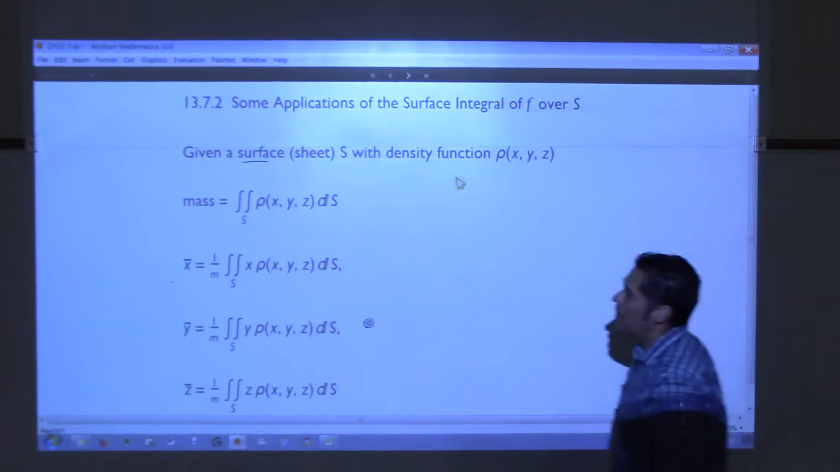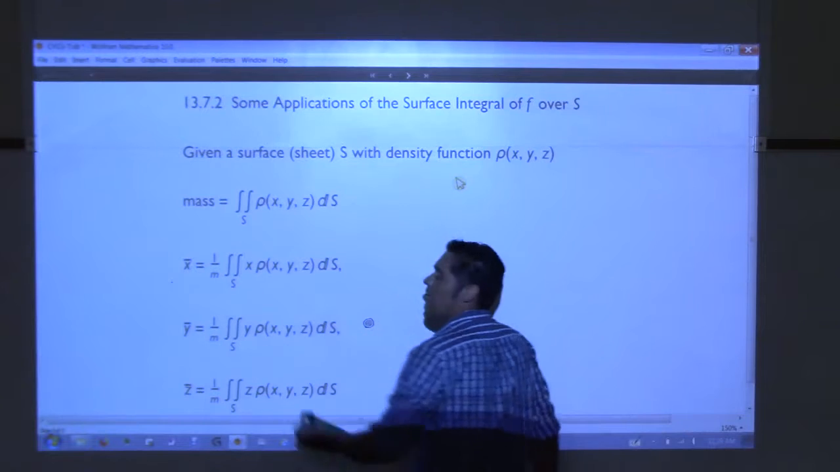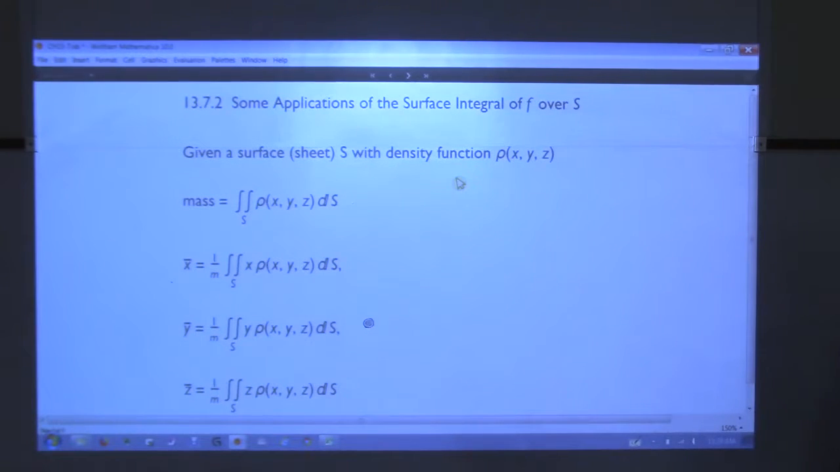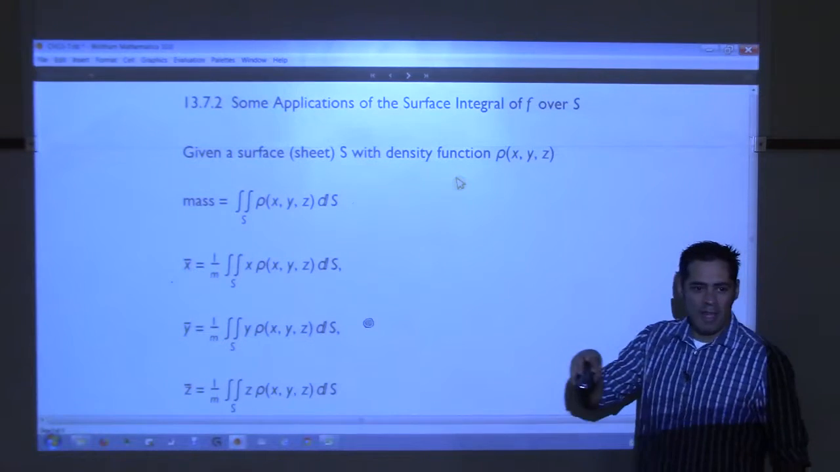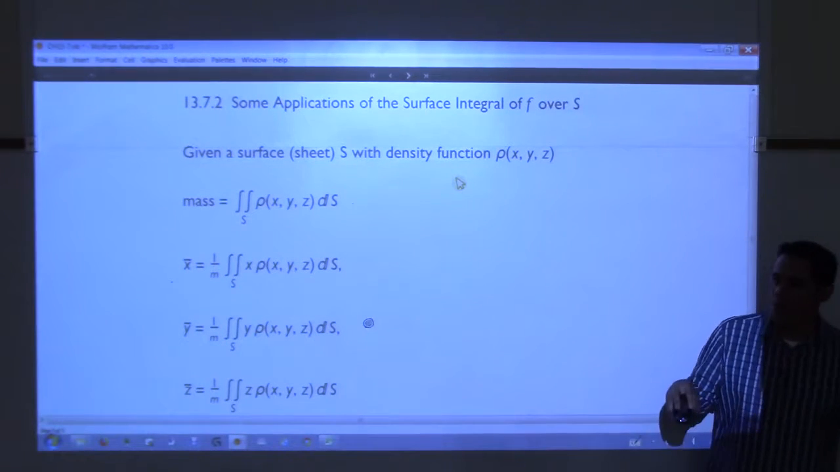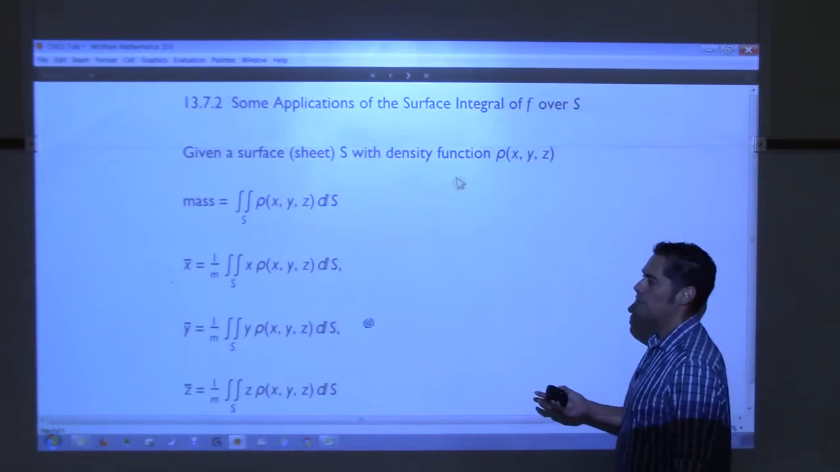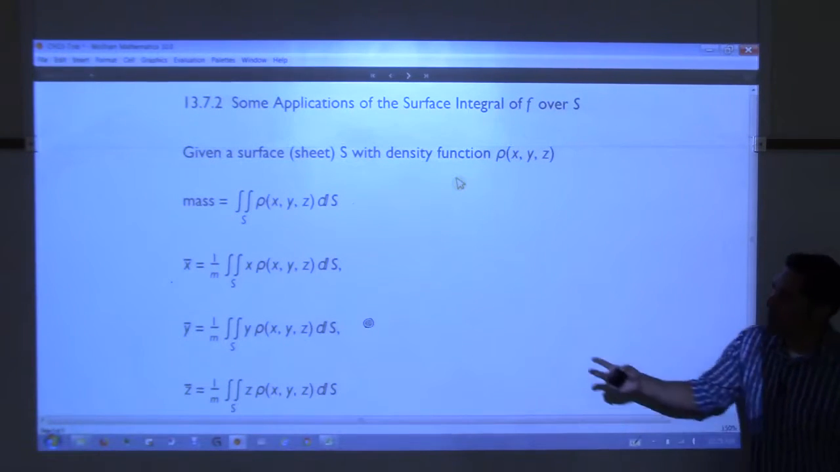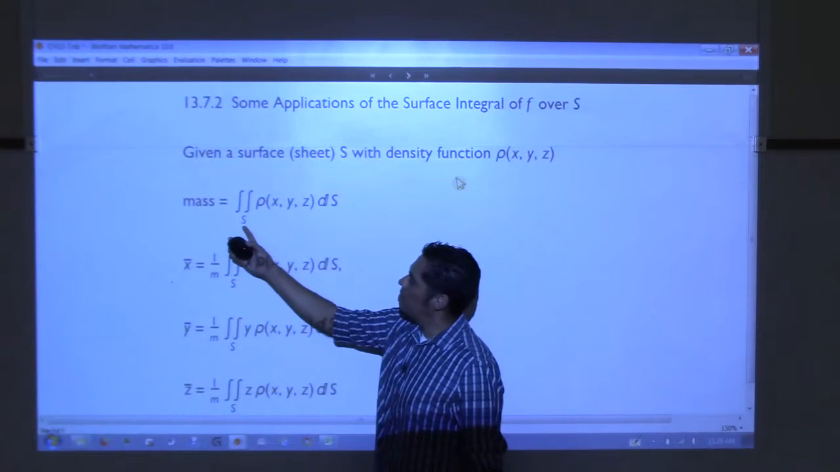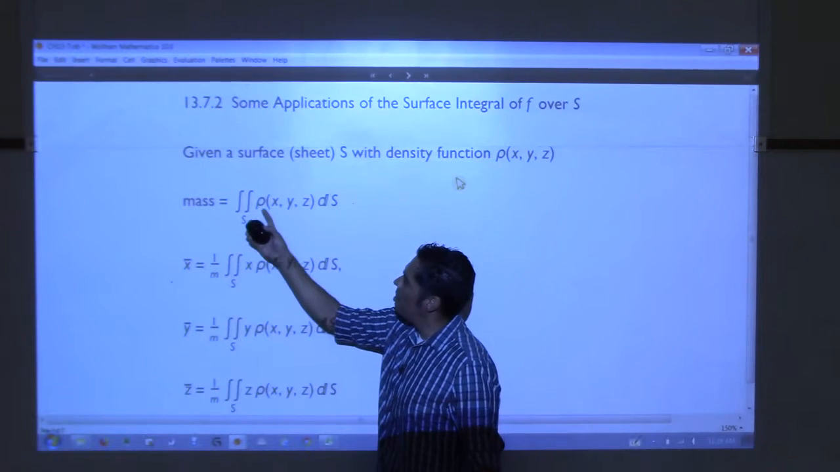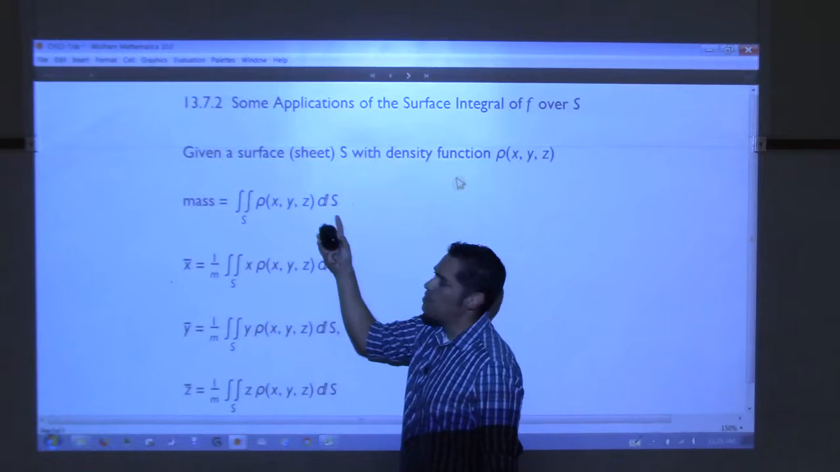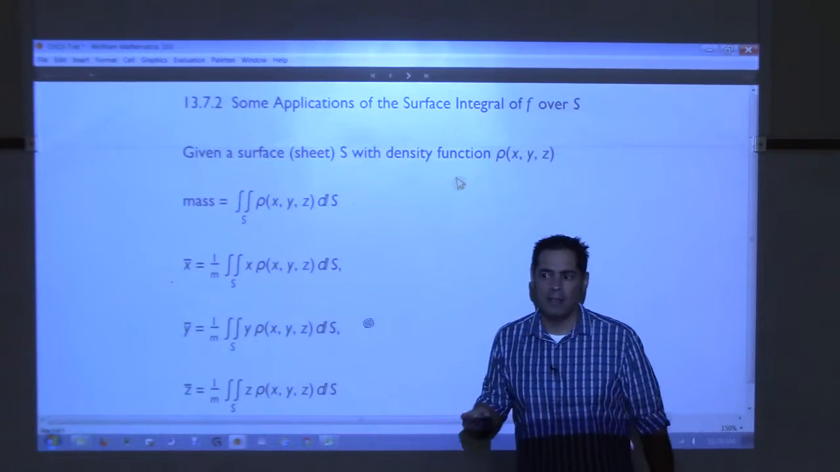All right, some applications. Some things you could do with this surface integral is that if you knew the density at every point on that surface, then if you add up all the density points along that surface, it would give you the mass. So that would be this right here. The surface integral over S of the density function with respect to surface area would be your mass.